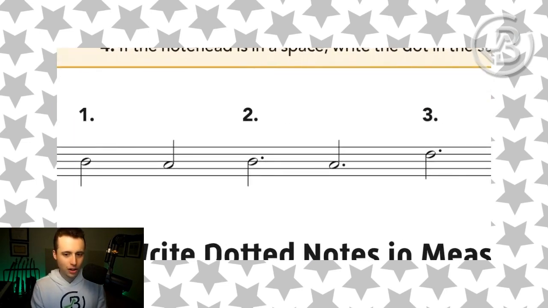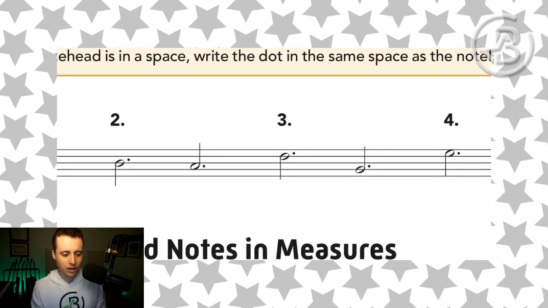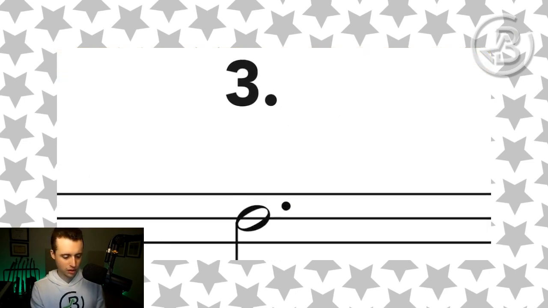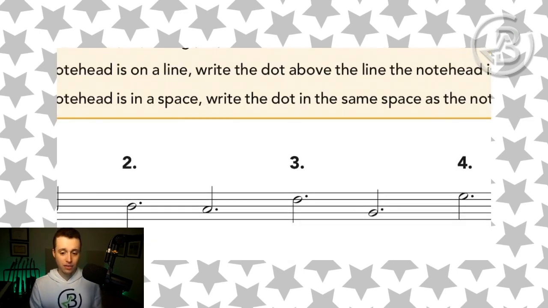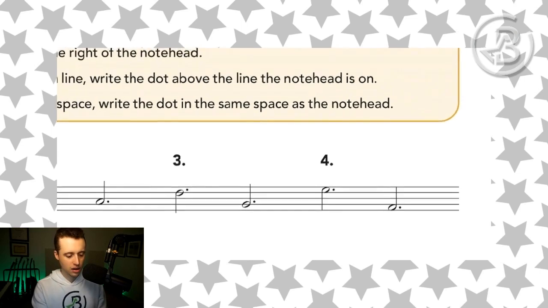Number 2, you write a small dot right next to the note head. Number 3, if the note head is on a line, you write the dot above the line. And if the note head is in a space, you write the dot in the space. Because you wouldn't want to write the dot on the line because then you might miss it if you put the dot right there. Obviously, you can see that one because it's green, but I think you understand my meaning. That if it was right on the line, you might miss it. So, if the note head is on the line, the dot goes above the line. If the note head is in the space, the dot goes in the same space as the note head.